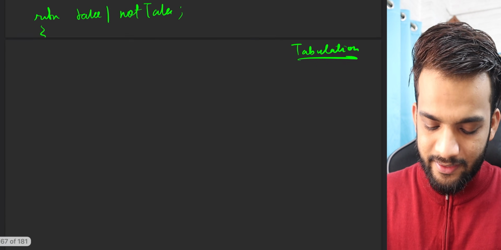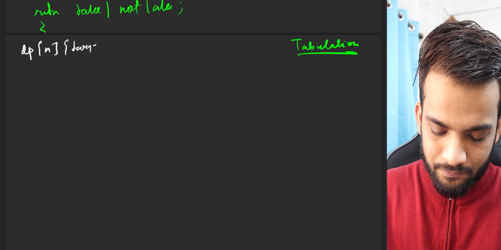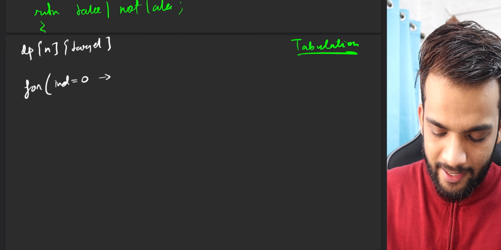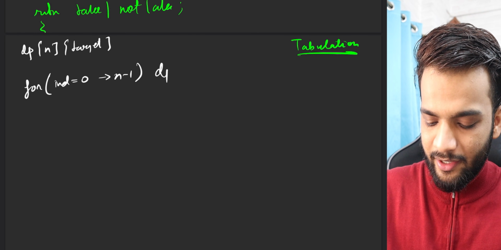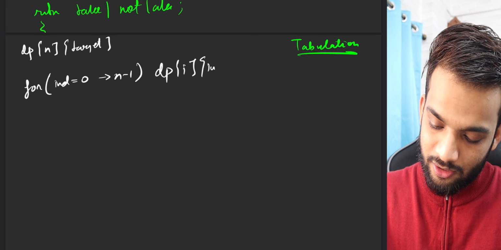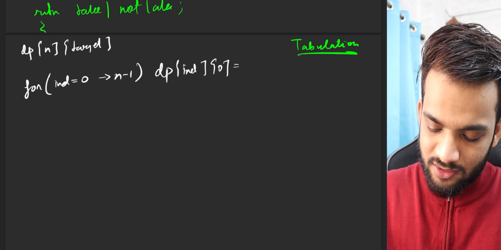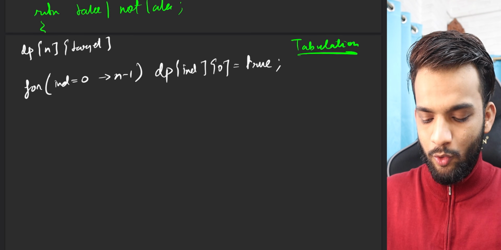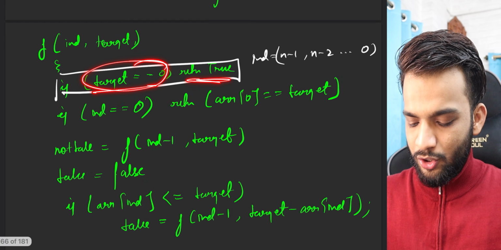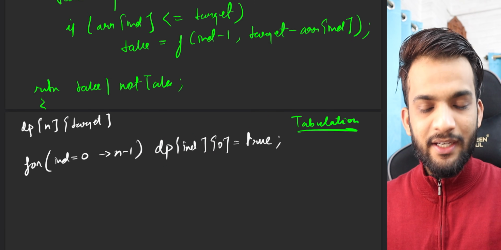So we went on to write the tabulation as, firstly though we declared a dp of n of target, and then we went on to write for index equal to 0 till n minus 1, and over here we went on to write dp of index and every target 0 as true. So this is what we wrote, because it's almost equivalent to this: if target is 0, return true. So if target is 0 on any given index, you return true. This is the first base case that you wrote.